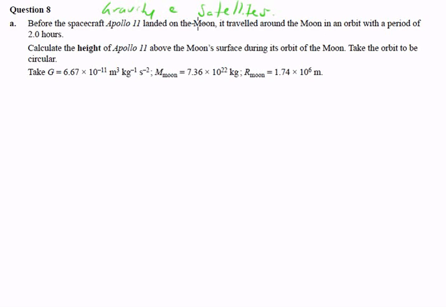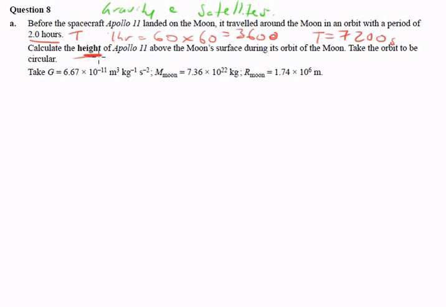This is a gravity and satellites question. I've already written it up there. Before the spacecraft Apollo 11 landed on the moon, it travelled around the moon with an orbital period of 2 hours. It's T. Now when we go to do calculations, that's not the unit we wanted. We wanted it in seconds. In 1 hour, there are 60 minutes and 60 seconds, so the time in this case is twice that. So there's our time period we need to use.